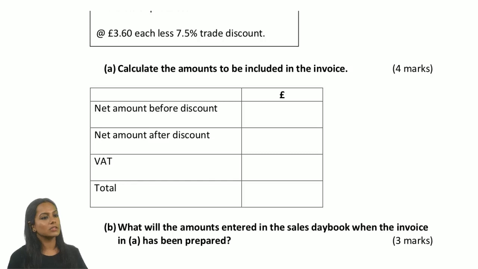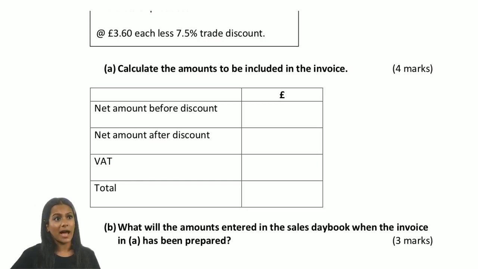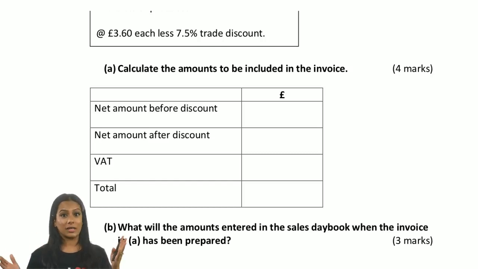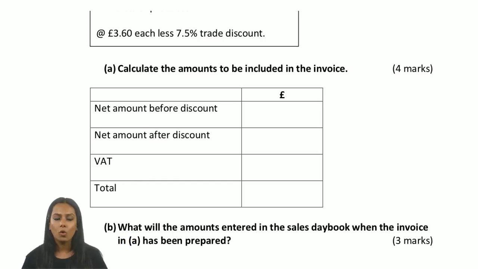Just a repeat of part A of the question. This is task number 1. We are going to be doing the calculation of the amounts to be included in the invoice. We may need to not actually prepare an entire extract of the sales invoice, but just little bits and pieces of it. Number 1, net amount before the discount.